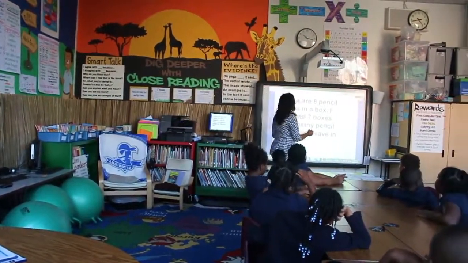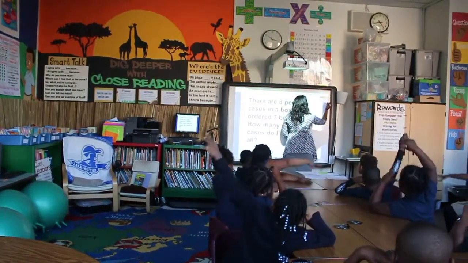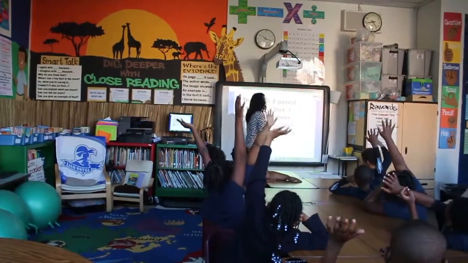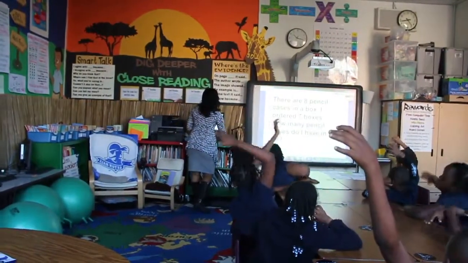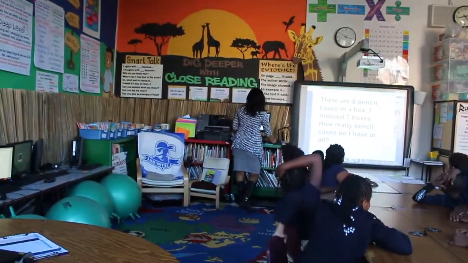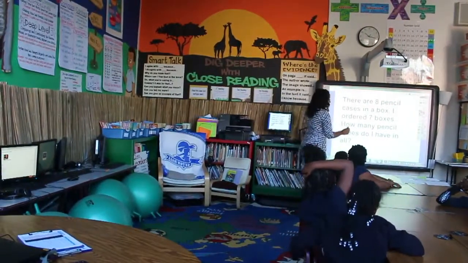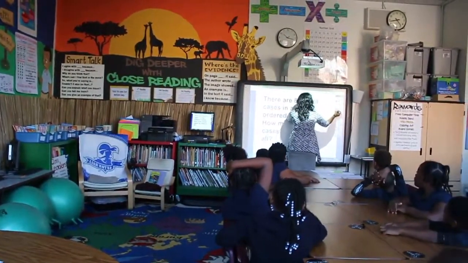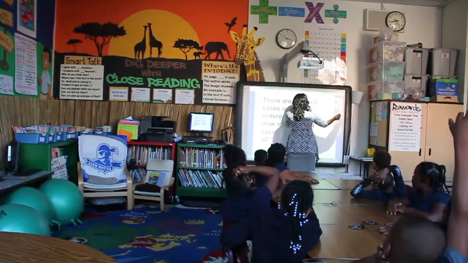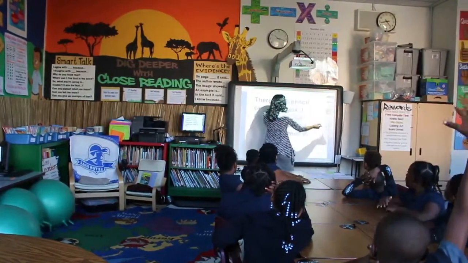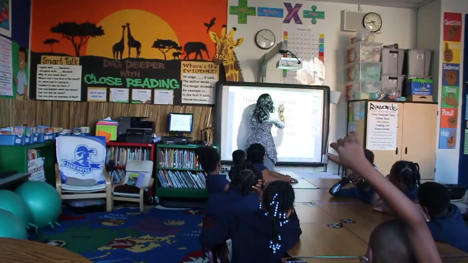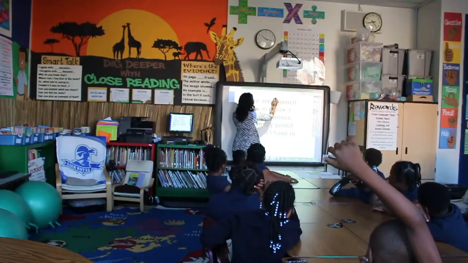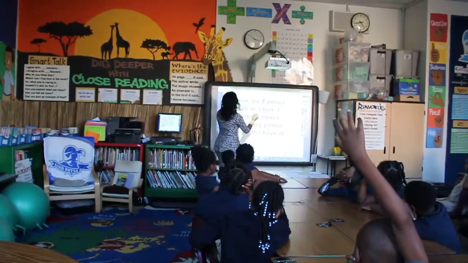So if I were to annotate this problem, what would I do? What would I do to annotate? Kyrie? You circle the 8 and 7. Okay, so I need to circle. I'm doing a different color so we can see. Okay, so I would circle the 8, circle the 7.